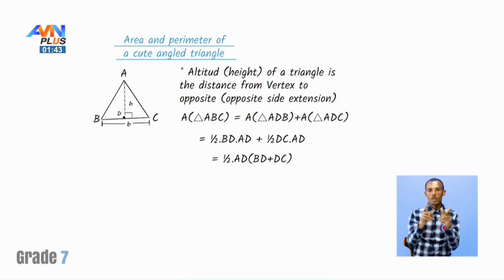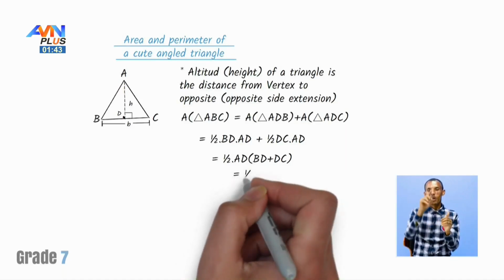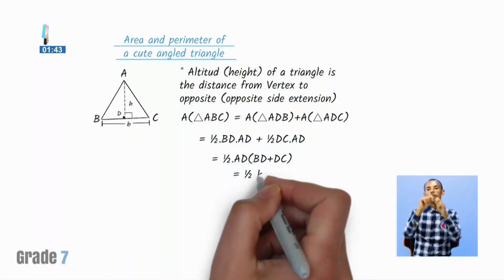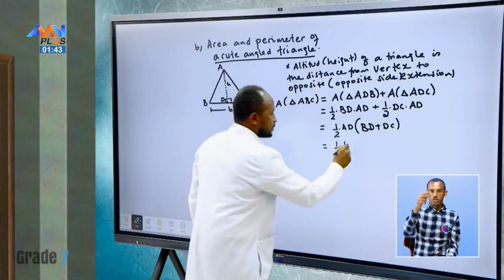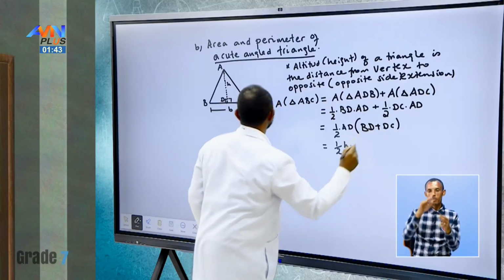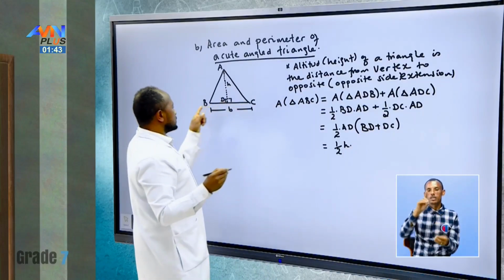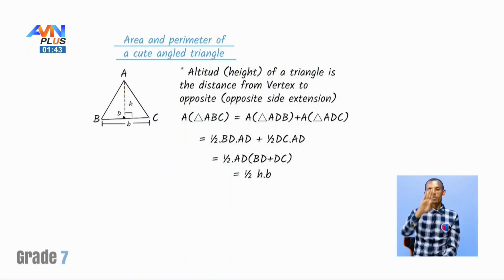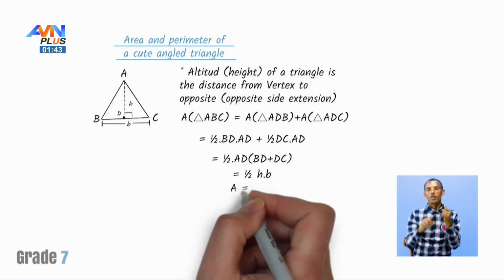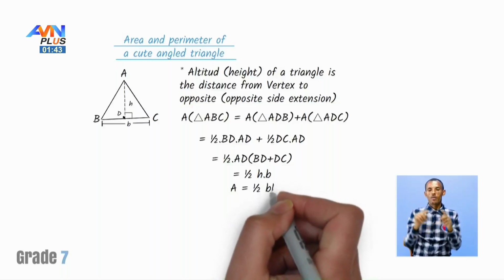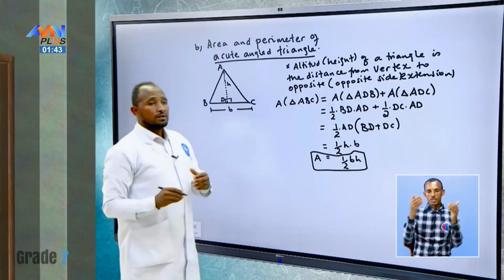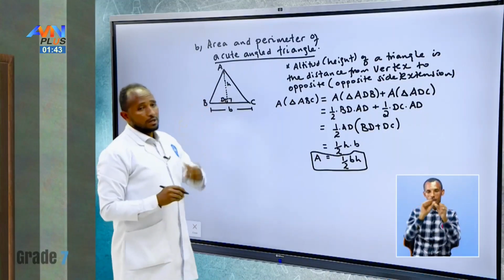Okay, so this will be equal to half times AD. AD is the height of the triangle, the altitude, which is H, times BD plus DC, which is the total length, the base. Therefore, this one is B. So finally you have this equation: the area of a triangle is half times base times height. This is the equation to calculate the area of an acute angle triangle.